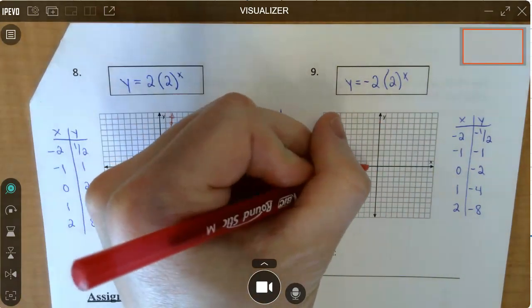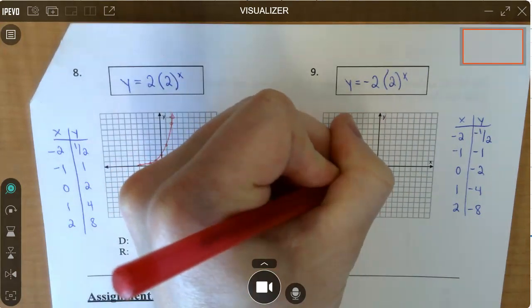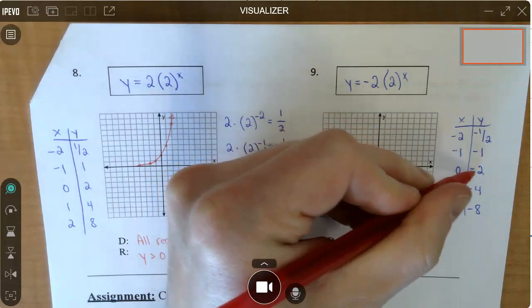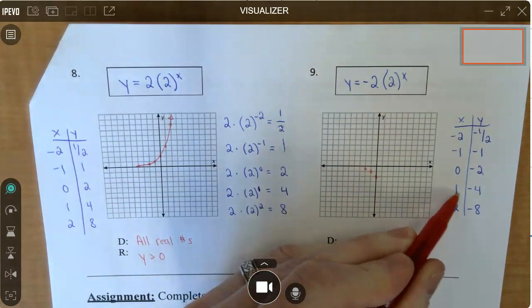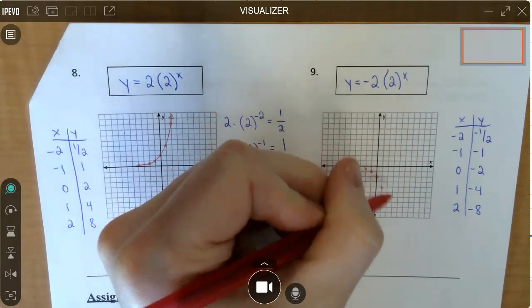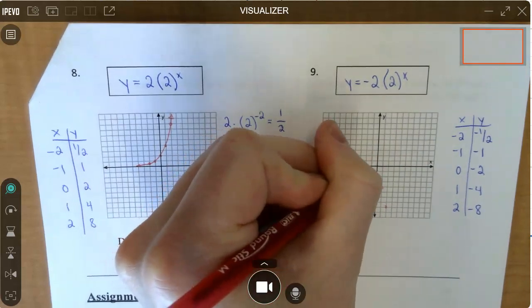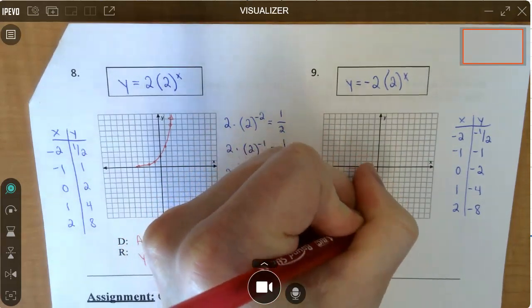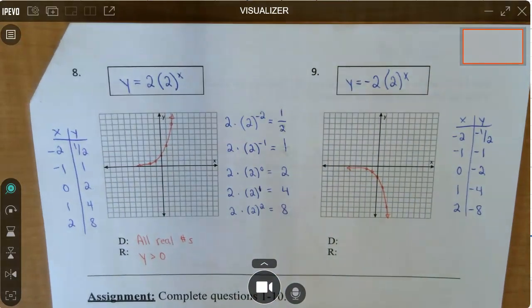So now when I go negative 2 for my x, I go down 1/2. Negative 1 for my x, I go down 1. Then I go from 0 down 2 for my y-intercept. When I go right 1, I go down 4, right 1, down 4, and eventually right 2, down 8. So now you look at that graph, look at that. That's what it would look like if your a value is negative.